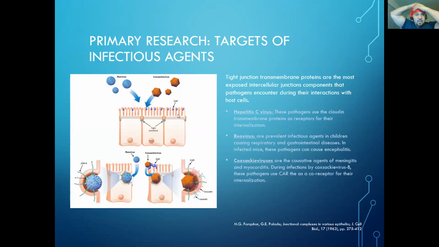Primary research targets of infectious diseases. Tight junction transmembrane proteins are the most exposed intercellular junction components that pathogens encounter during their interactions with host cells. Some common ones are hepatitis C virus, a pathogen that uses the claudin transmembrane proteins as receptors for internalization. The reovirus, which is an infectious agent in children that causes respiratory and GI disease. The last one is Coxsackie viruses, which are causative agents of meningitis and myocarditis.